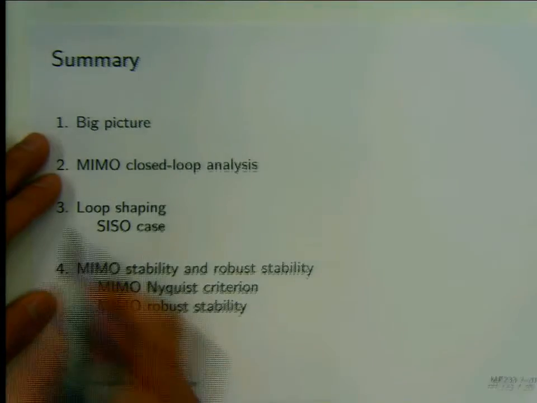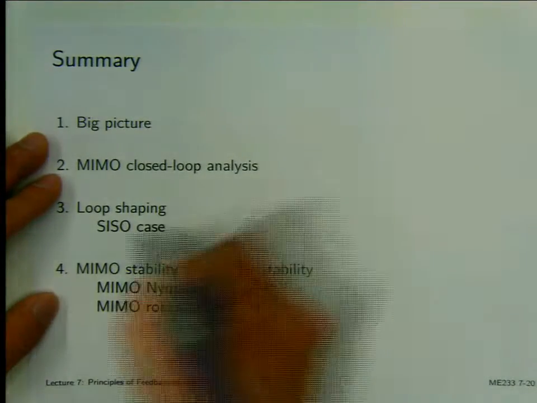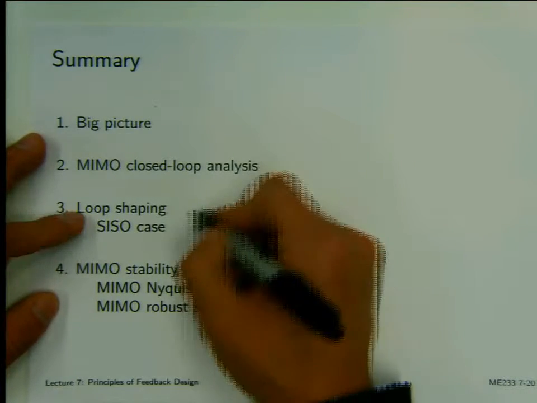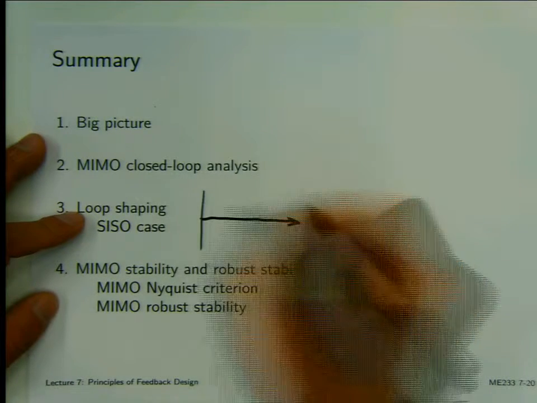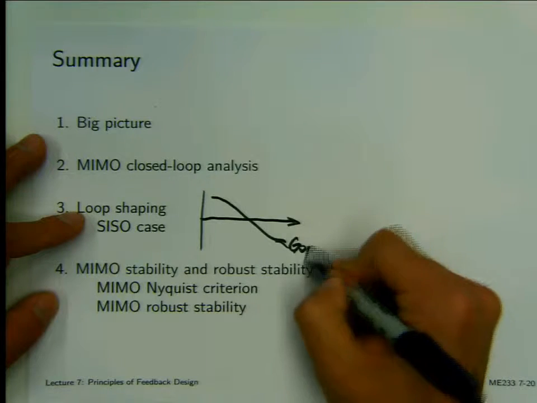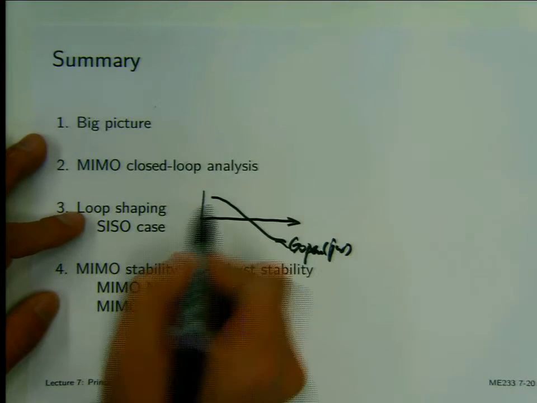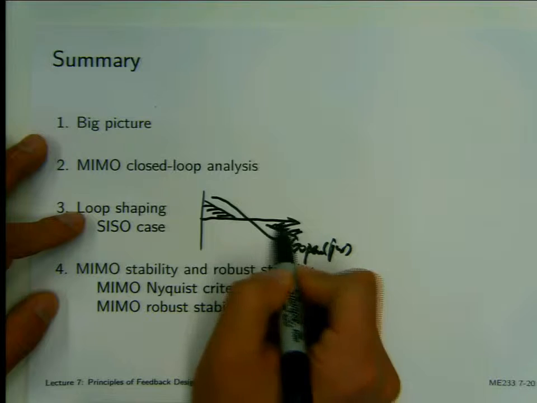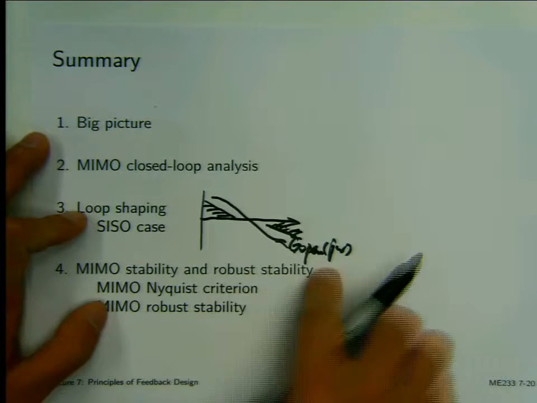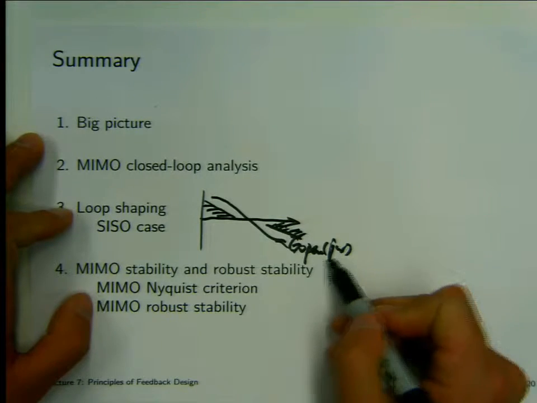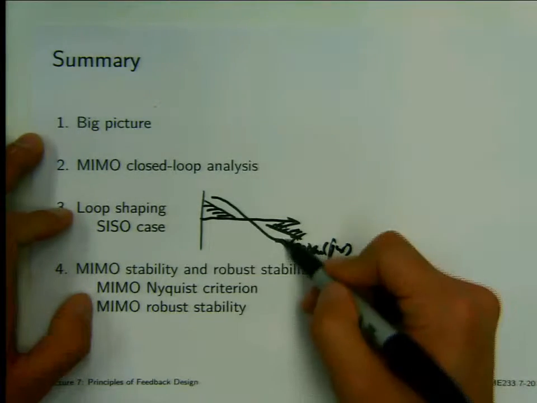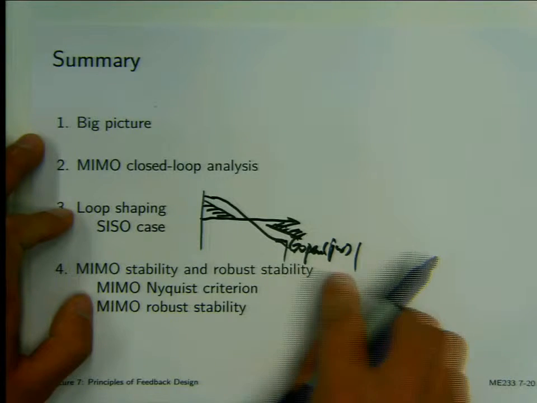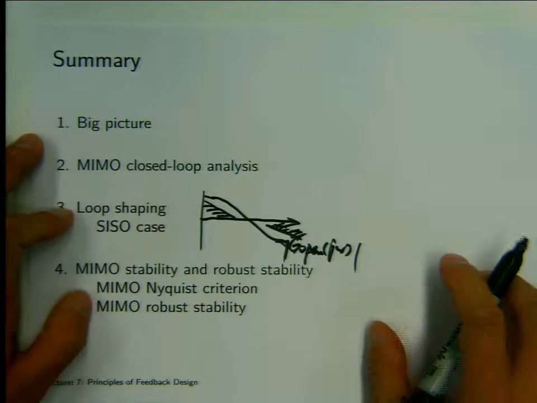Summarizing, we have now discussed the linear SISO case of loop shaping. You have seen, as a summary, how the open loop frequency response should look. This is the big picture of the open loop SISO loop shape in the sense of open loop frequency response. The magnitude has to be larger than a certain bound if you want performance in this region, and it has to be smaller than a certain bound if you want robust stability against the system uncertainties.